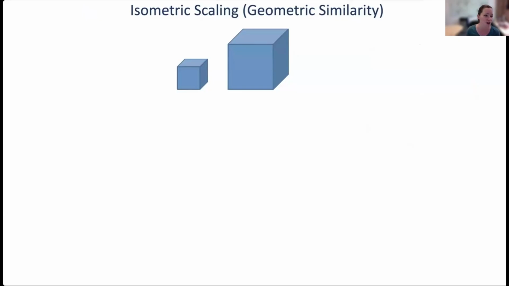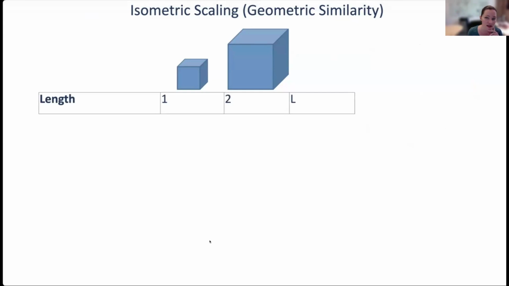Or it's also called geometric similarity. I'm using a cube to illustrate this principle, but you can imagine this is if you took a quail and just magnified it in size without changing its shape, right? Then how would all of the dimensions change?